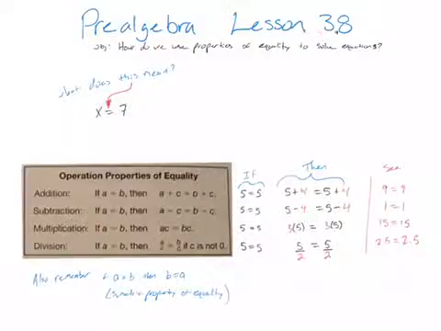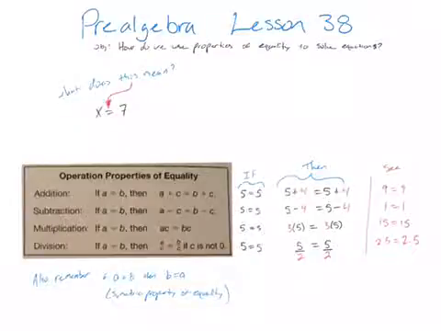This is lesson 38. Our objective is how do we use properties of equality to solve equations? And really, the whole idea of this lesson is based around what does this little symbol right here mean? This little symbol is the equal symbol. It means that what's on the left is the same as what's on the right. It means that they are equal, they're equivalent, they're the same.